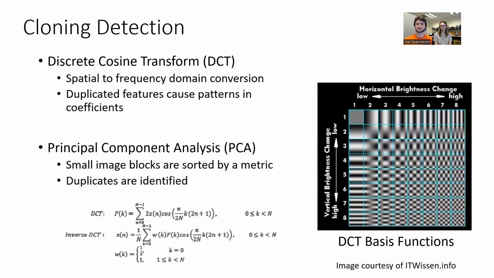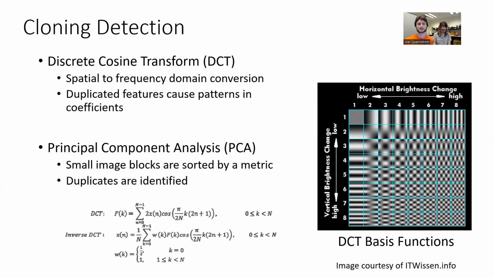The first method is the discrete cosine transform, and this is very similar to the Fourier transform we all know and love, but this one is a real valued function as opposed to a complex valued function, and it just uses the cosines. So what it does is it decomposes an image into these frequency basis functions, these 2D basis functions that are shown in this image. And then you have a list of coefficients for each basis function. So you can find patterns in these coefficients if there's duplicated features in an image.